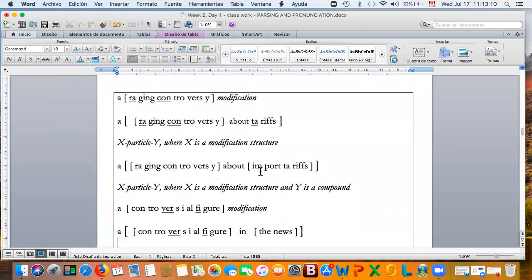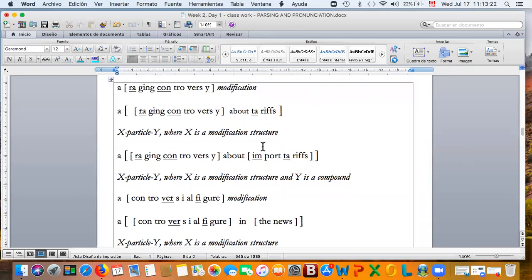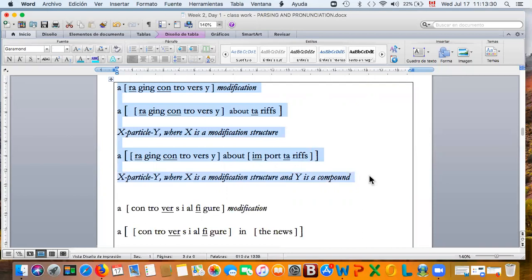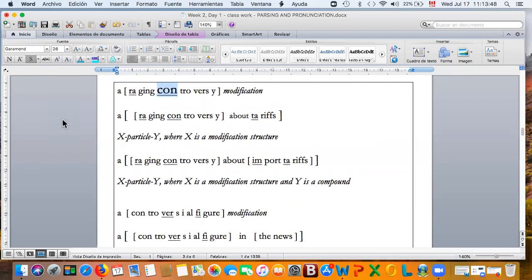Let's see what mischief we can make with the following example. Well, the following example is mischievous indeed. All right, let's start here with this one. A raging controversy, simple modification. Well, we know that this is the modified element and this is the modifier. So let's put the extra accent here and pronounce it. A raging controversy.